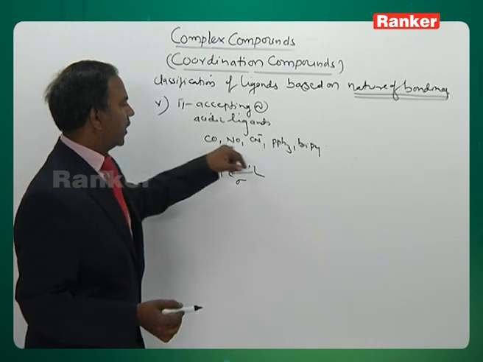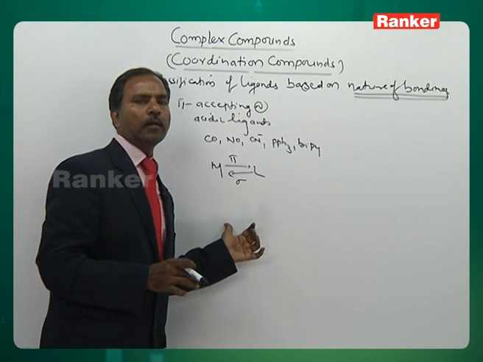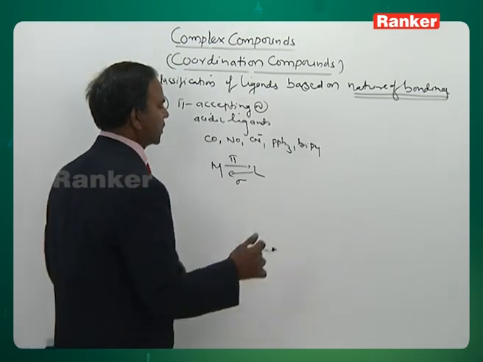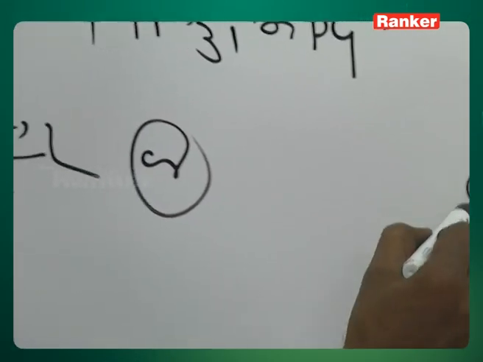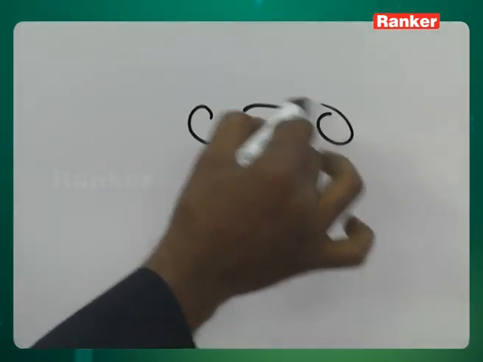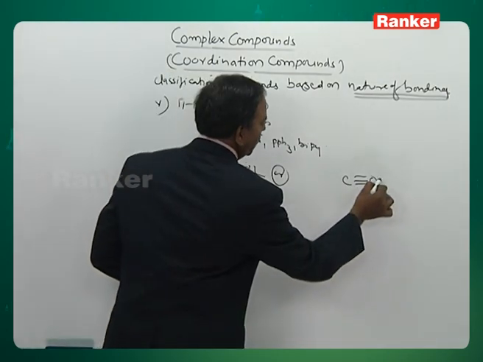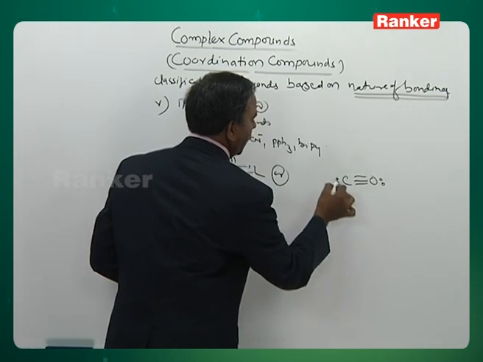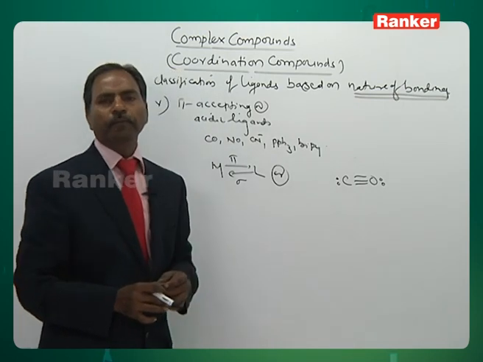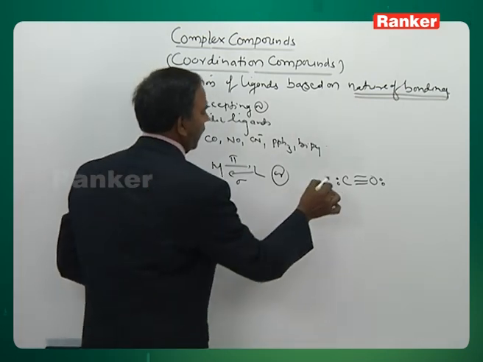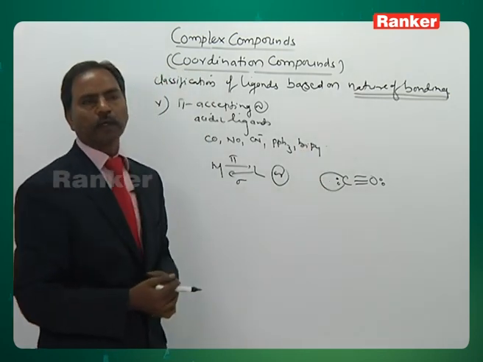Let me show by taking one example. CO is the best example to explain this pi accepting nature. I am representing it like this. Consider carbon monoxide, which you might know. In carbon monoxide, the oxygen atom is carrying a pair of electrons and the carbon atom is also carrying a pair of electrons. The pair of electrons on the carbon atom is in the sp hybrid orbital. The sp hybrid orbital of the carbon is carrying a pair of electrons.